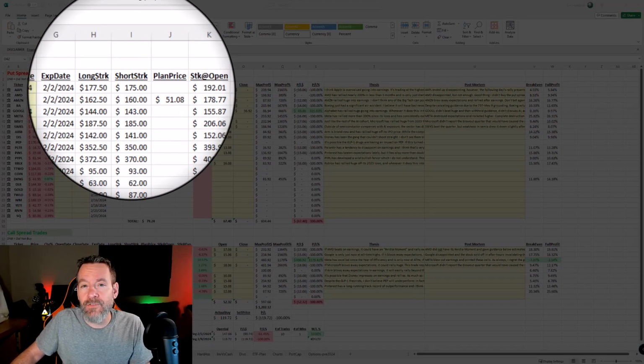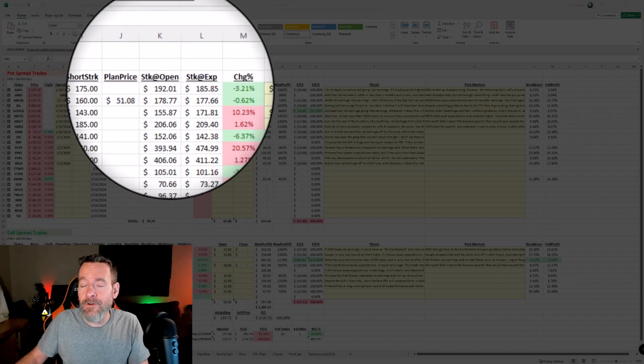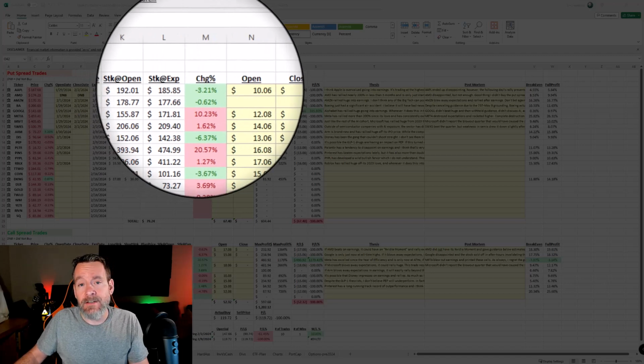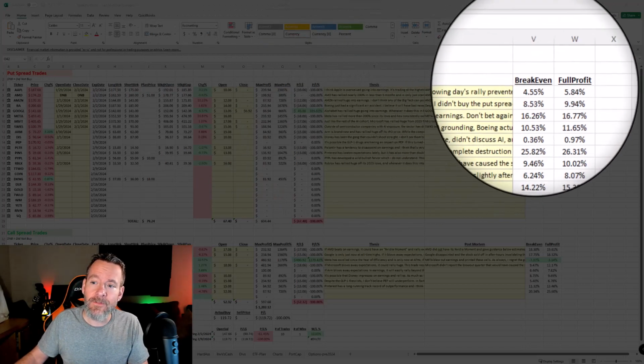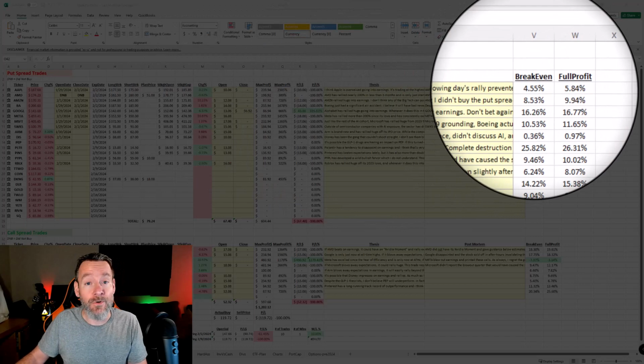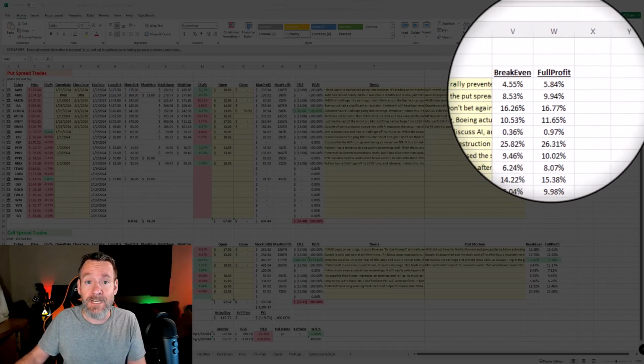This would have been an extreme move, about 6 or 7%. And what ended up happening is after I did buy the option, it did sell off. However, at the end of the expiration, Apple only sold off 3.25%. So it wasn't even close to what I needed it to be. It would have had to sell another 4.55% in order for me to be at break even, and another 5.84% for me to have full profit.